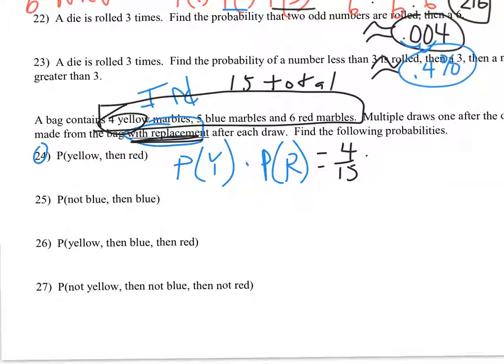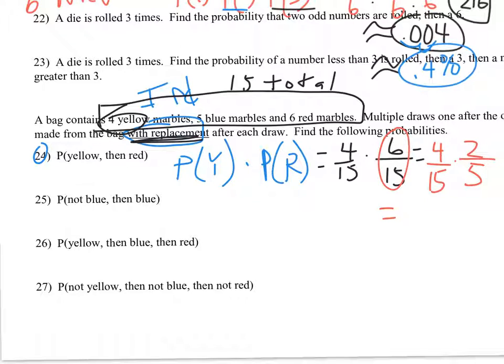And then we're going to multiply that times the probability of a second. Now, after I drew out a yellow, I put it back in, so there's still 15 marbles in the bag for my second draw. What's the probability of a red? 6 out of 15. Now I multiply those probabilities together. Actually, I would do a little reducing first. It might be a little bit easier. You don't have to do this right away. This does reduce. So I'm going to do 4 over 15 times, divide those both by 3. It would be 2 over 5.